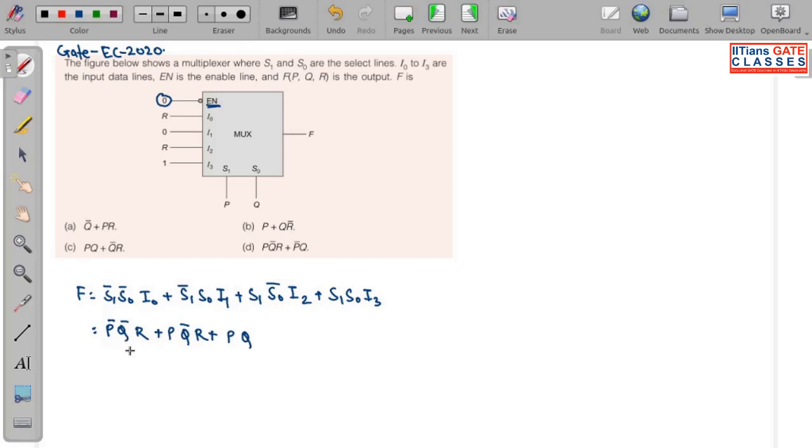Now we have to minimize this, so we don't need to draw a K-map. If you see properly, what I can take common is Q bar R, giving P bar plus P, plus PQ. So this will be 1, Q bar R plus PQ. So option C is my answer. You can see option C is the answer, and these are very simple questions that we have. So we can solve it like this.